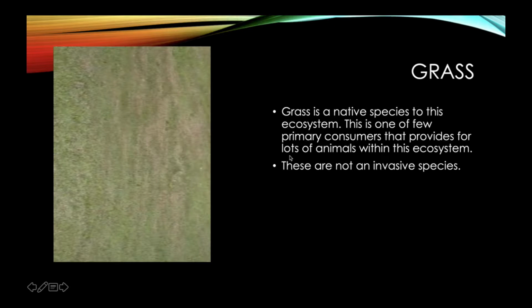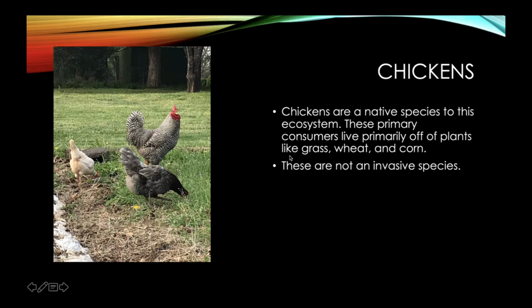Grass is the first organism on my list. Grass is a native species to this ecosystem, and it's one of the few primary consumers that provides for most of the animals within this ecosystem. Grass is not an invasive species. Chickens are a primary consumer. They're native to this ecosystem and they're not an invasive species. They feed primarily off of grass, wheat, and corn.